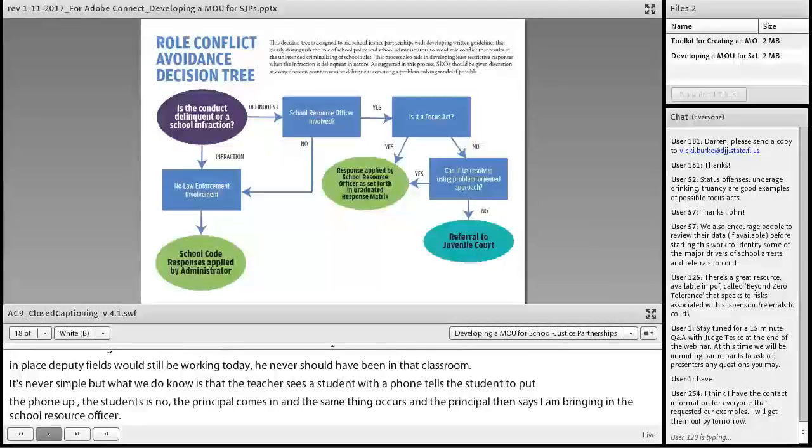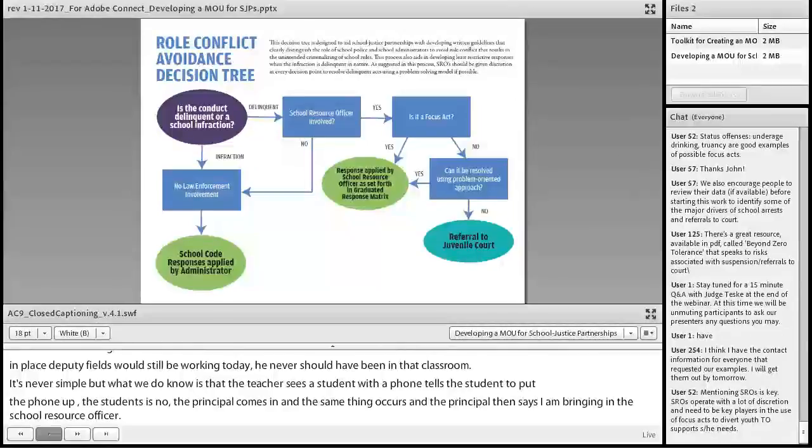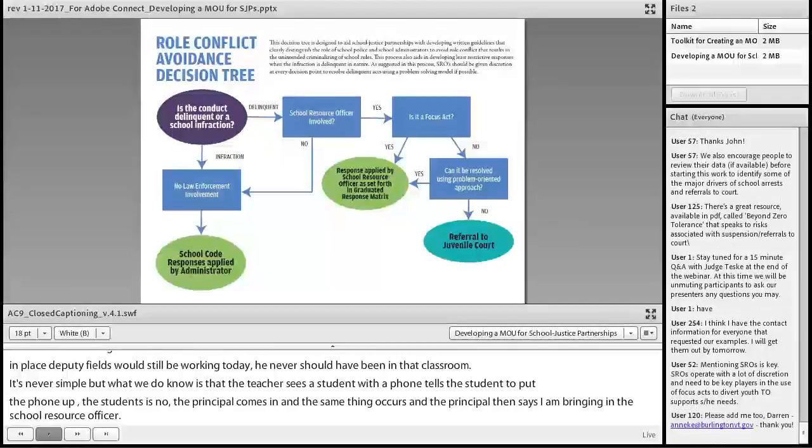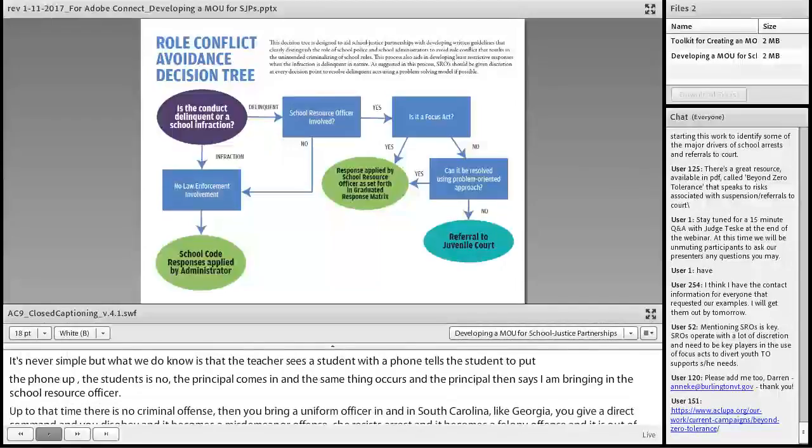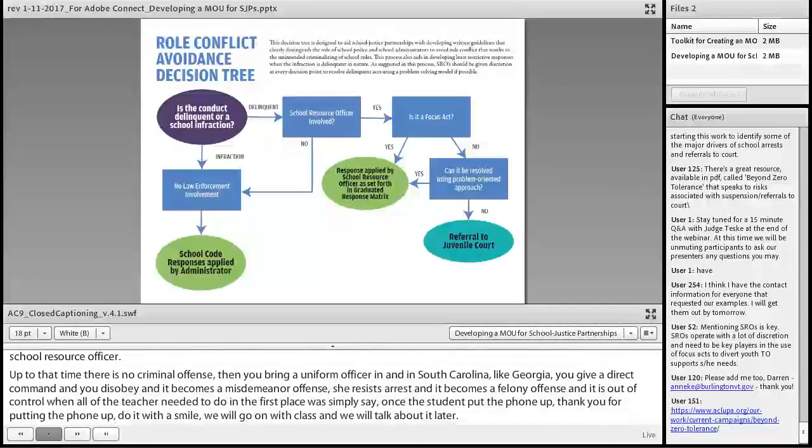When all the teacher needed to do in the first place was simply say, once the student put the phone up, thank you, Susie, for putting the phone up. And do it with a smile, by the way. We're going to go on with class. We'll talk about it later, Susie. That's it. But if you just go through this, is it even delinquent? But even if it's delinquent, does a school resource officer need to be involved? If the answer is no, no law enforcement officer, go to your school code responses, okay?